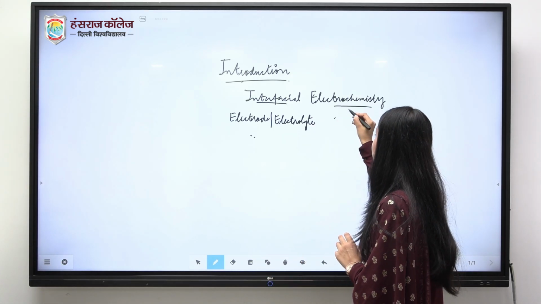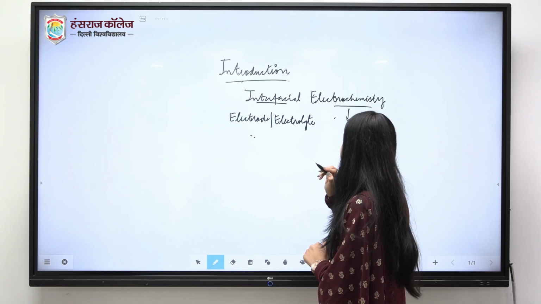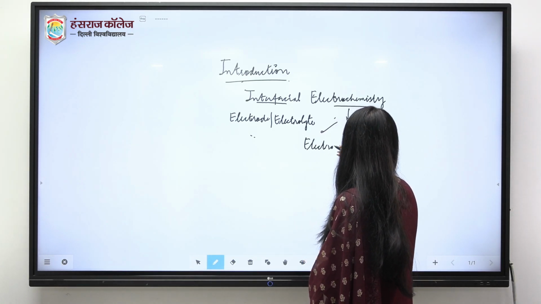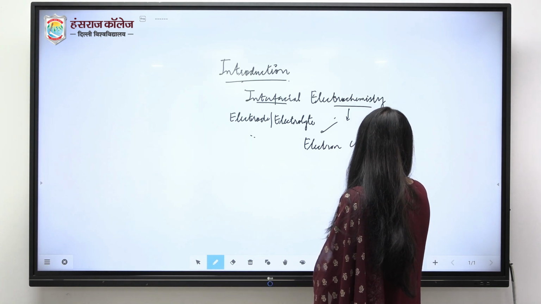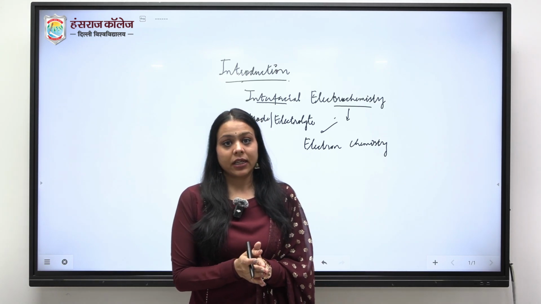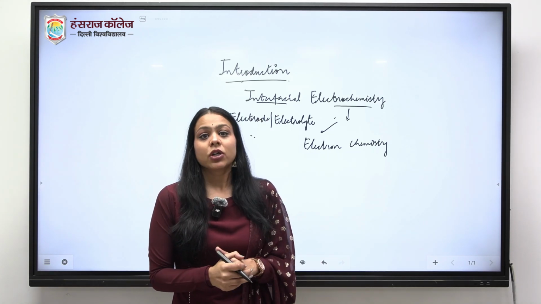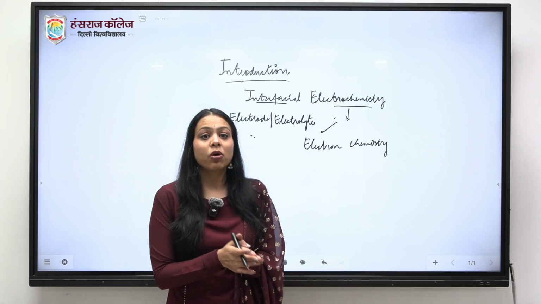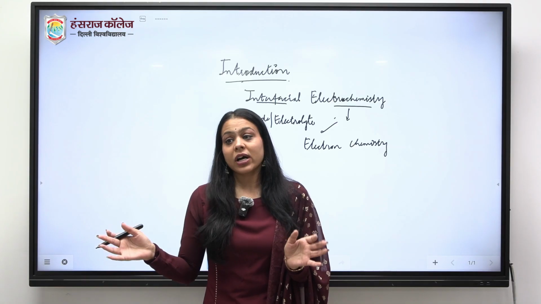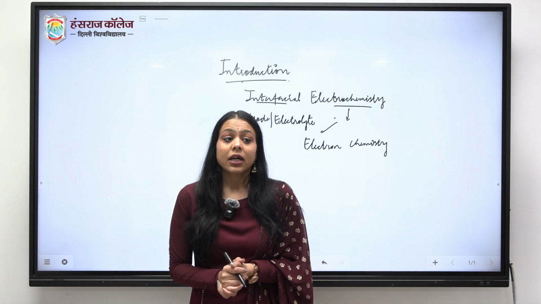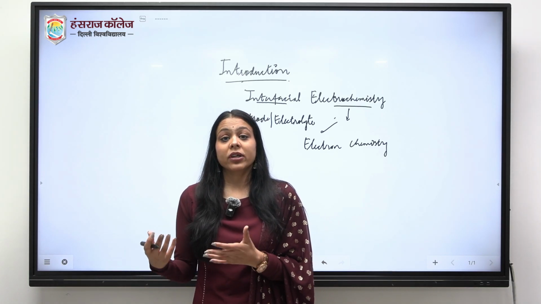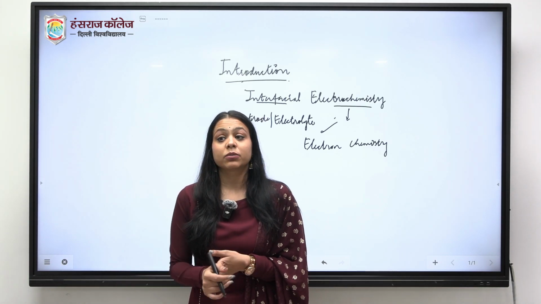Now what is electrochemistry? Electrochemistry means electron and chemistry, which means the chemistry of electricity. Electricity means flow of electrons, so the science which deals with the flow of electrons is known as electrochemistry. Electrochemistry is actually a very vast and broad science, because it has importance in fundamental as well as in applied systems.